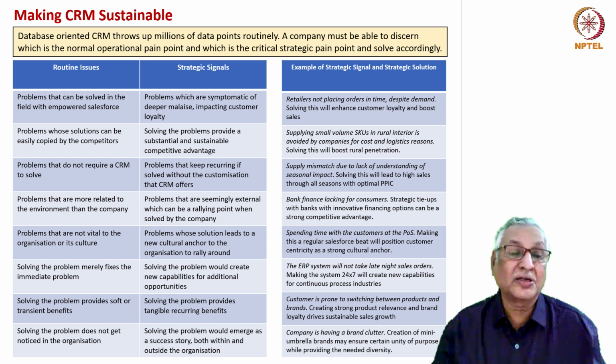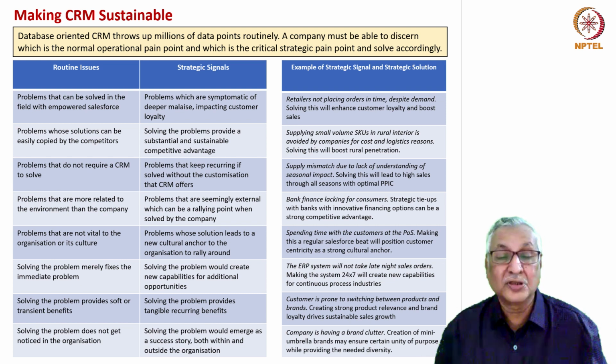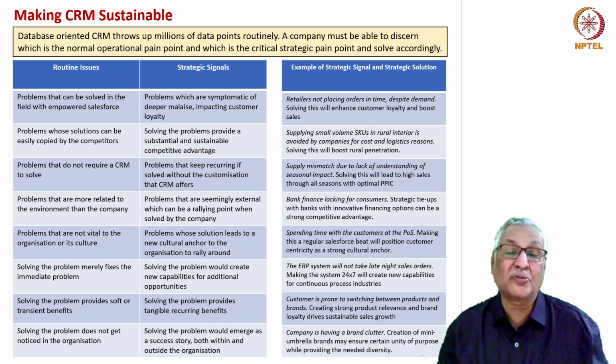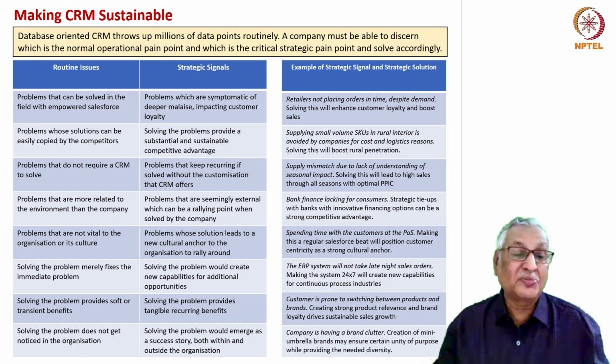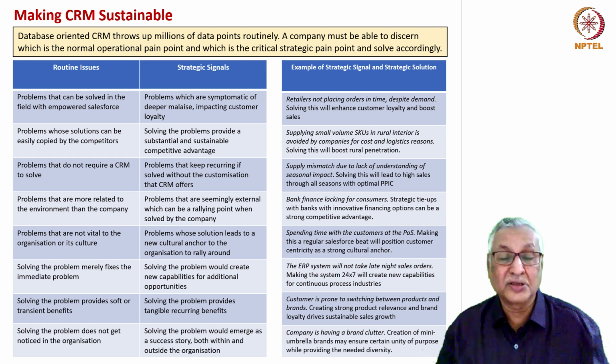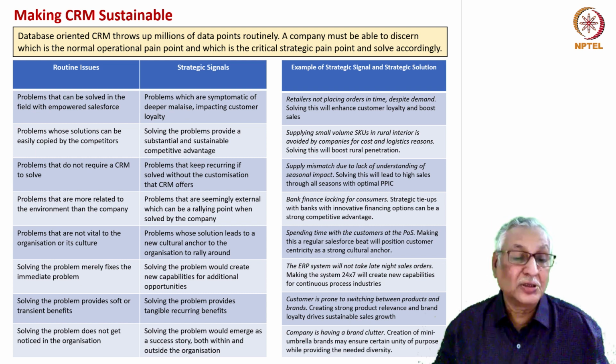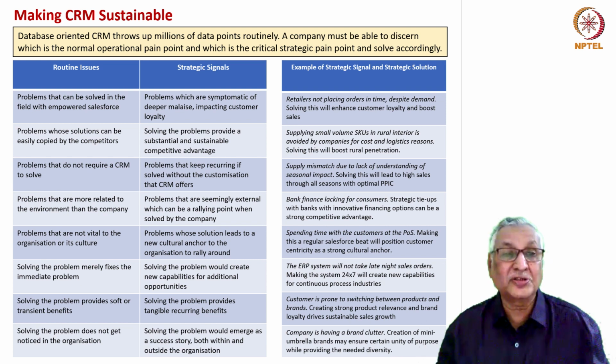Problems that are not vital to the organization or its culture is a routine issue. But if the company is able to solve those problems and that leads to a new cultural anchor to the organization to rally around, it becomes a strategic signal. Solving the problem merely fixes the immediate problem, then it is seen as a routine matter. However, if solution to the problem creates a new capability for additional opportunities, it becomes a strategic signal. If the solution to the problem provides only transitory or soft benefits, it is a routine issue. However, if the problem solution provides tangible recurring benefits, it is a strategic issue.